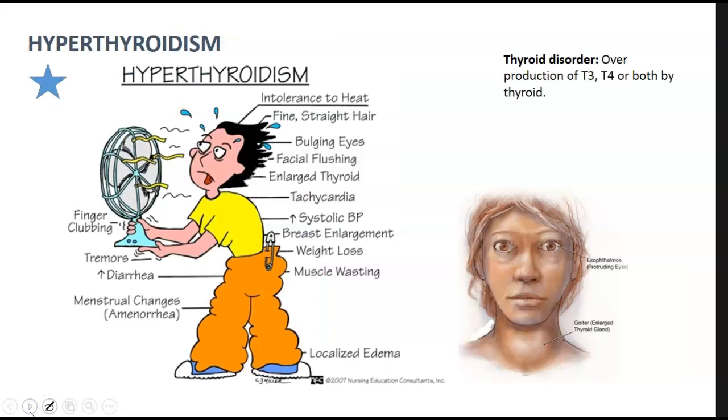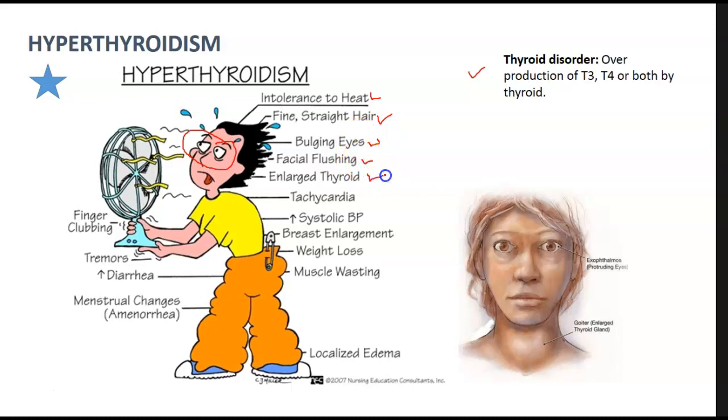Hyper is going to be the flip. Think of increased metabolism. This is basically when there is overproduction. So look at the signs and symptoms: intolerance to heat, fine straight hair, bulging eyes. This is something that cannot be reversed with treatment. So for patients with long-standing disease, this is going to be a lifelong problem.